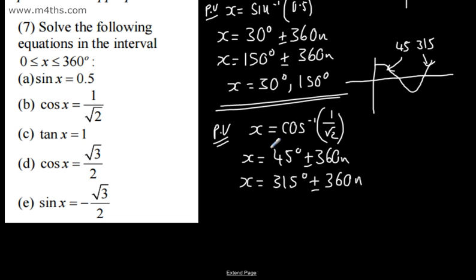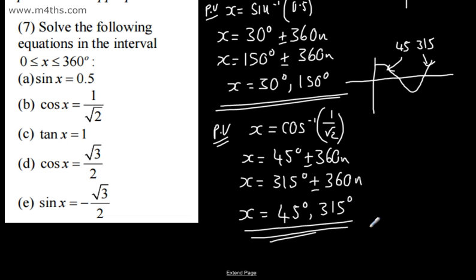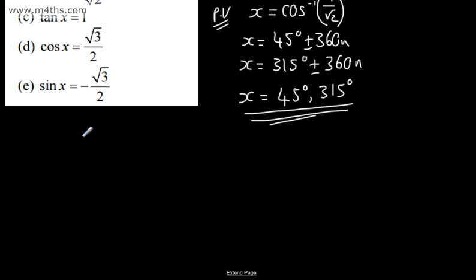We're only interested in this between 0 and 360, so adding or subtracting multiples of 360 will take us outside the interval. Therefore, final answers 45 degrees and 315 degrees. So that's what we get. We've done tan x is equal to 1, so we will leave that alone.